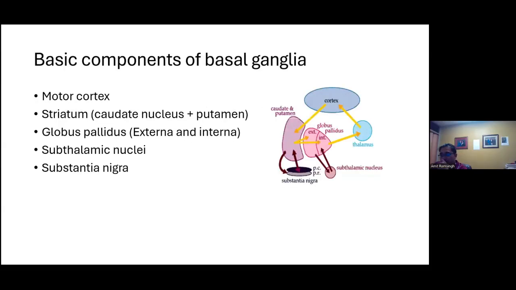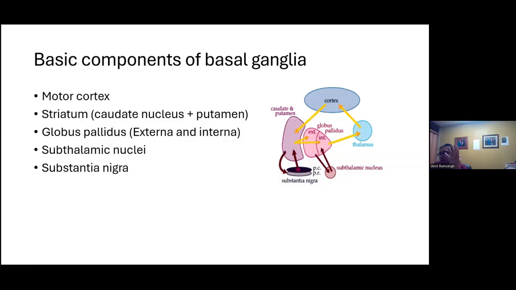So in terms of the basic components of the basal ganglia, we're looking at the upper motor neurons, which is the motor cortex. We're looking at the striatum, which consists of the caudate nucleus and the putamen. We're looking at the globus pallidus, which consists of an external part and an internal part. And we're looking at the subthalamic nuclei as well as the substantia nigra.